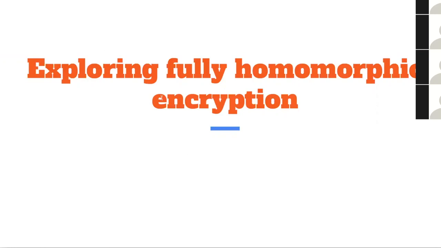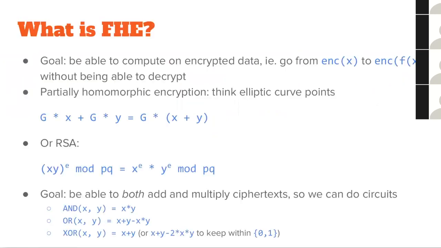Now, the reason we're not using fully homomorphic encryption for everything is basically because it's not very efficient, right? It has high overhead, it has ciphertexts that are very large, and I'll get into why this is the case fairly soon as well. So to start off, let's talk about what is fully homomorphic encryption, right?